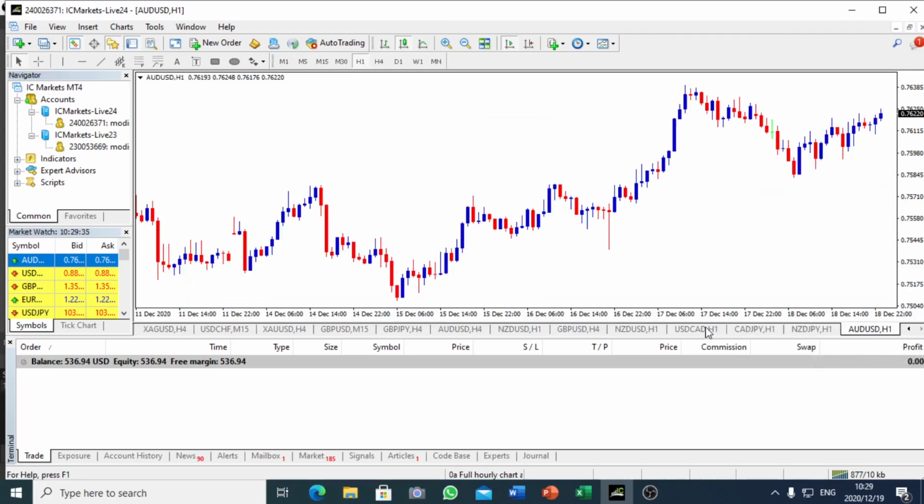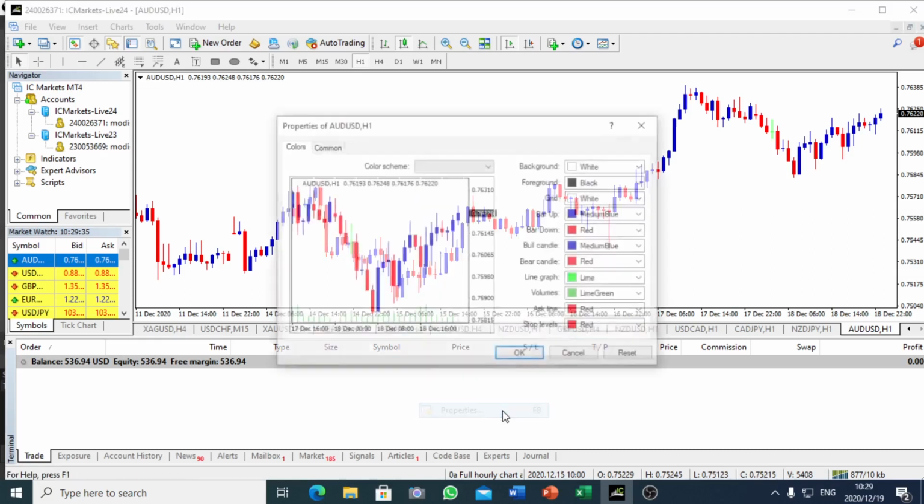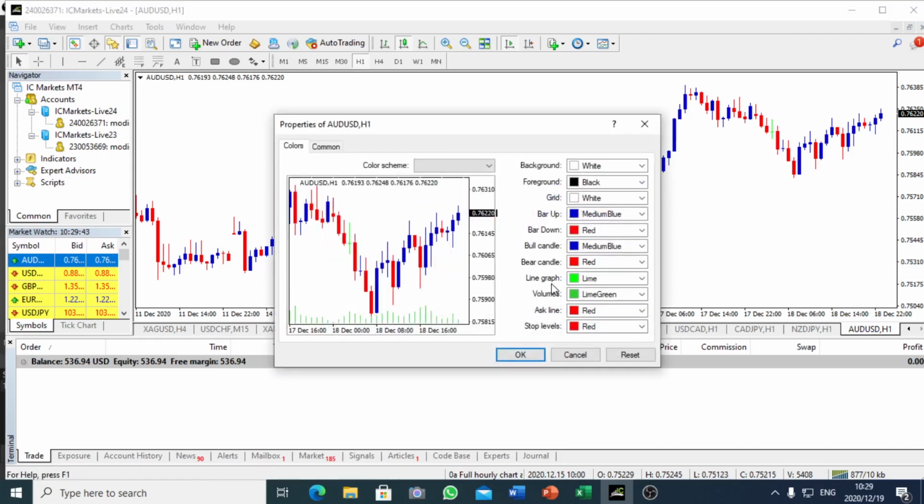There we go. Then there are some other things that you might want to change. You might want to customize them to put them in the way that you prefer them: the lines, the volume, ask line, bid line, everything like that. You might want to change the stop loss level, we'll talk about them. You can change them from this area.